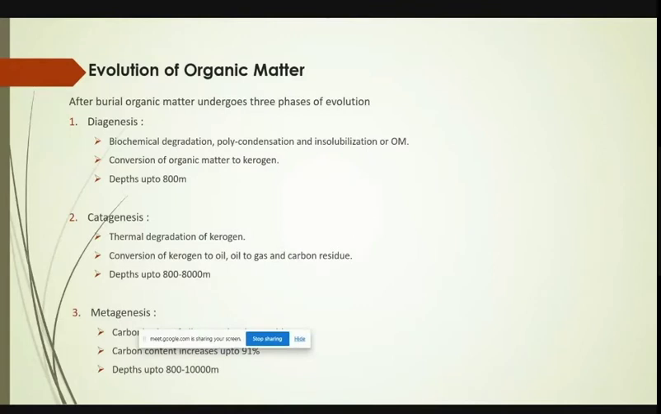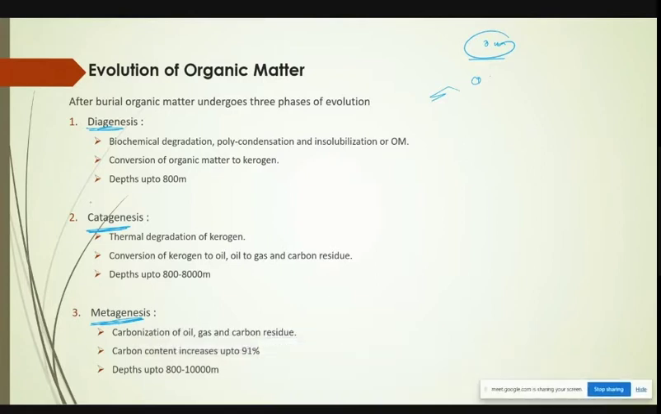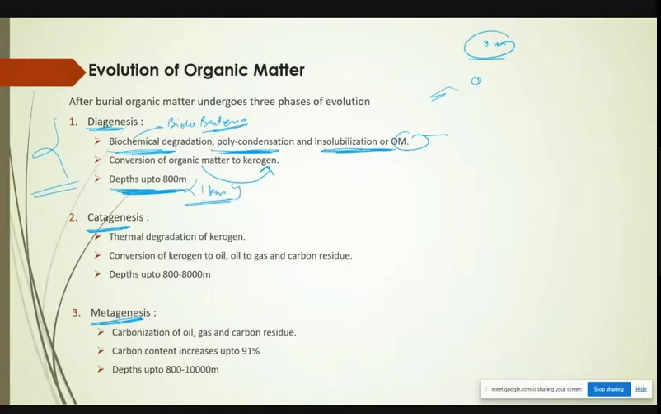The organic matter that was preserved evolves in three stages. First is the diagenesis, second is catagenesis, and third is metagenesis. Firstly, we will be discussing diagenesis in detail. Diagenesis involves biochemical degradation, which means degradation by biological matter, for example bacteria, and then polycondensation, and then insolubilization of organic matter. During diagenesis the organic matter converts to simple organic matter, and from simple organic matter to kerogen. Diagenesis is restricted up to a depth of 800 meters, or if it extends, then up to a maximum of 1 kilometer.